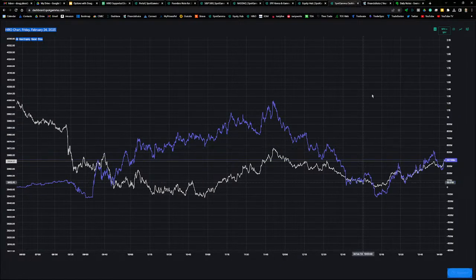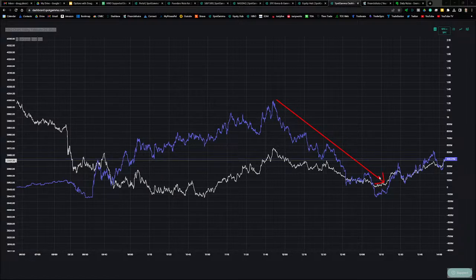And now this is showing the move lower just before noon, confirmed by Hero, and then a move higher just after, it looks like about 1:15. So now let's go look at Bookmap.